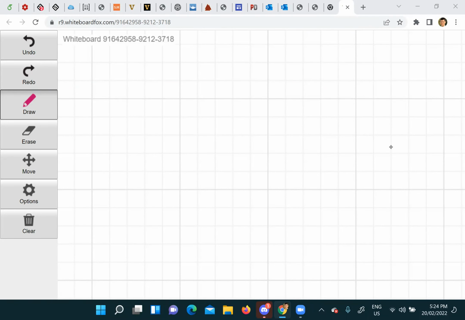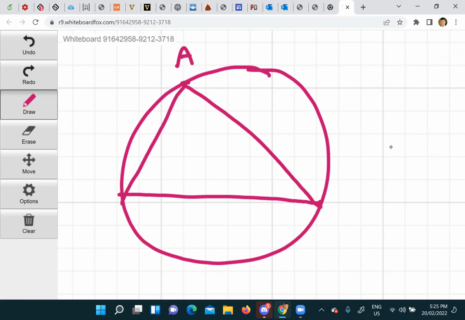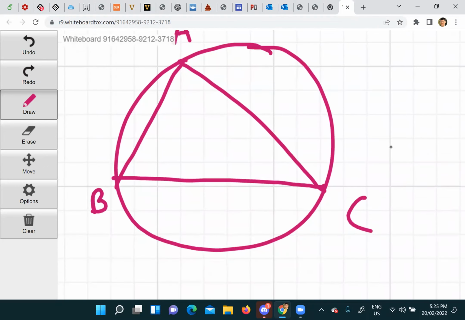Alright, so how did this question go? You've got a circle with AB shorter than AC. And then you want the angle bisector of A to meet the circumcircle at D. Okay, how do we draw this?